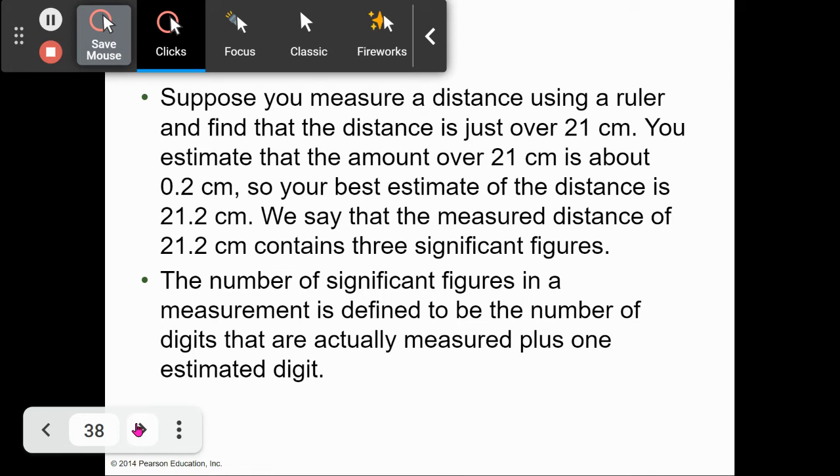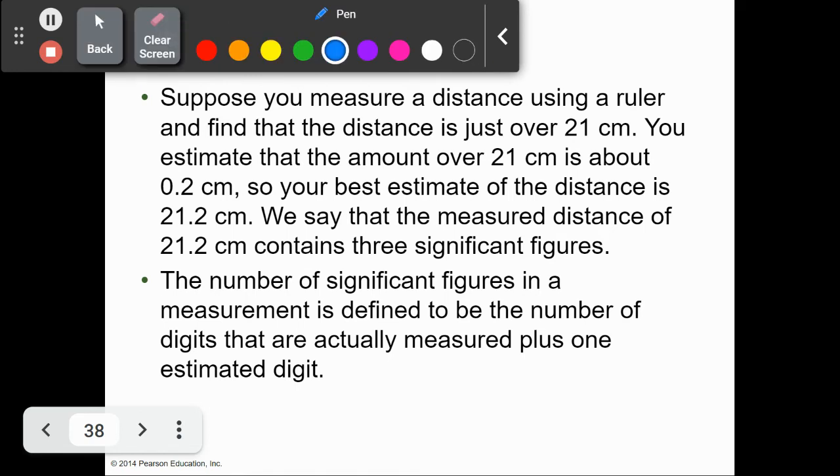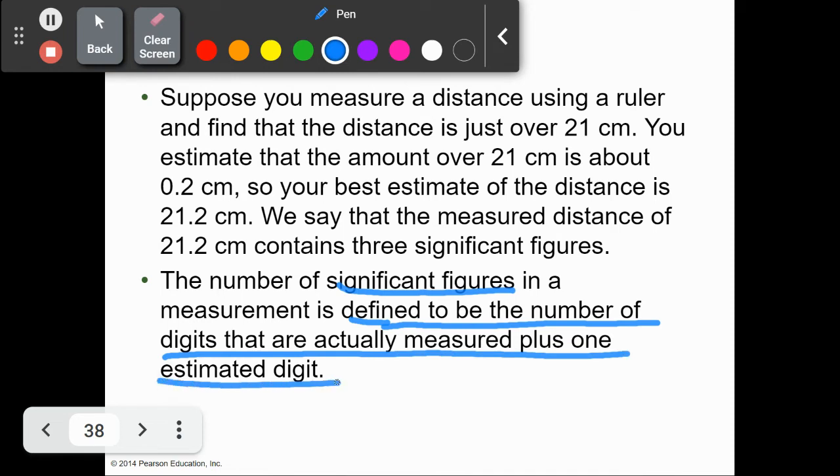Definition of significant figures, and you'll want to write this down on the bottom here. So significant figures is defined to be the number of digits that are actually measured plus 1 estimated digit.